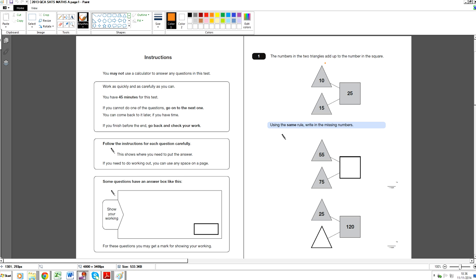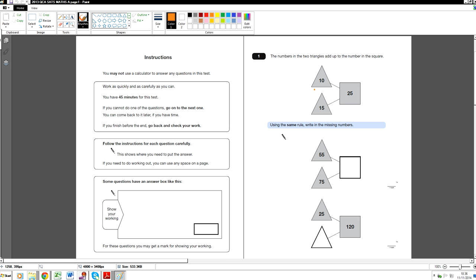Okay, numbers in the two triangles add up to the number in the square. So you have 10. I'm going to ask for 10 add 15 is equal to 25. So this number add this number gives you this number. So 55 add the 75. Well, 50 add 70 is 120. 5 add 5 is 10. So the answer is 130.